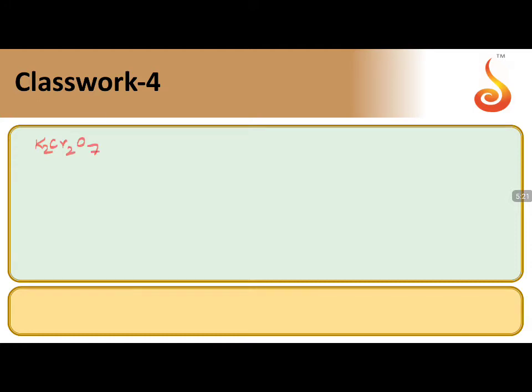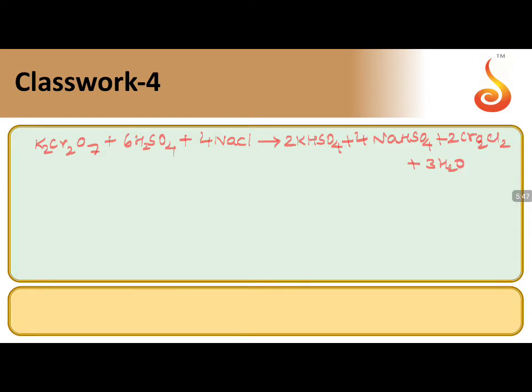K2Cr2O7 plus 6H2SO4 plus 4NaCl gives rise to 2KHSO4 plus 4NaHSO4 plus 2CrO2Cl2 plus 3H2O. This is going to be the product which will be formed.